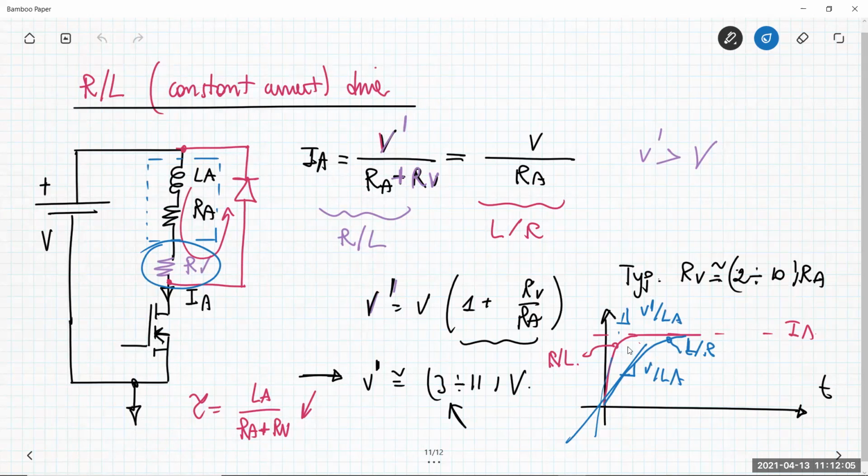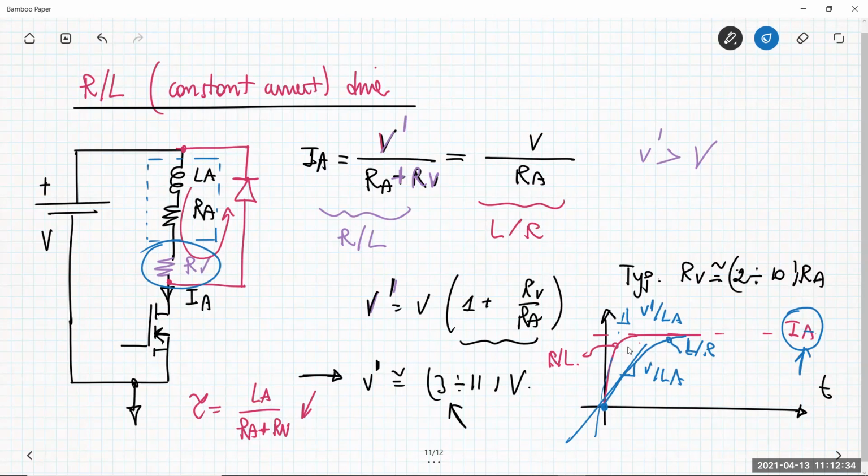The limit is that I always have to wait for the current to reach the nominal current IA. My transient here, the time interval at the turn on delay, is dictated by the fact that I have to wait for the current to go from 0 to IA. So I have to wait for the transient to end.